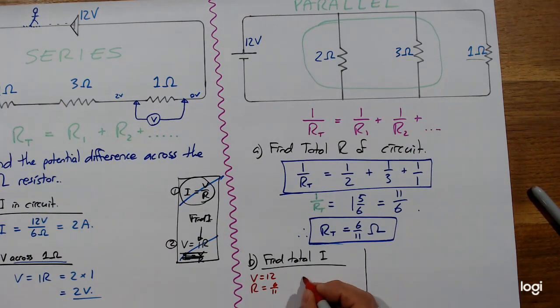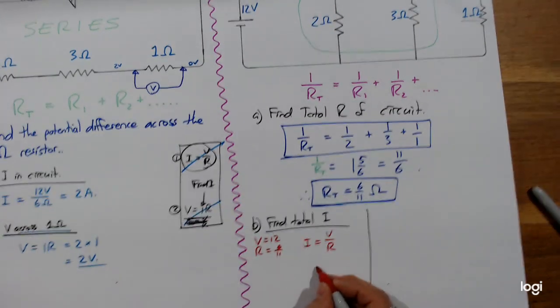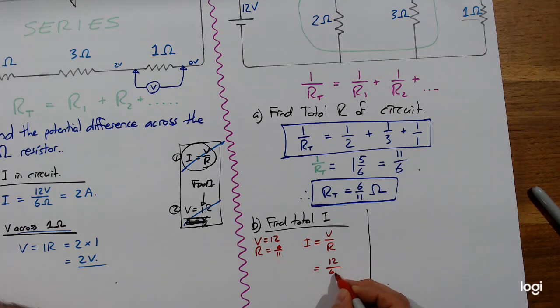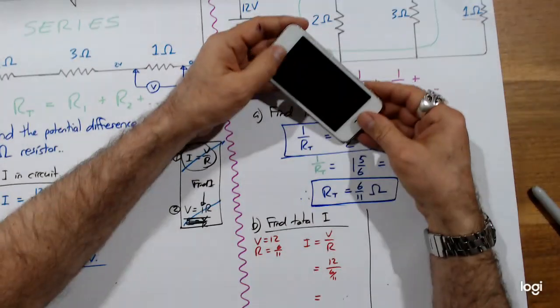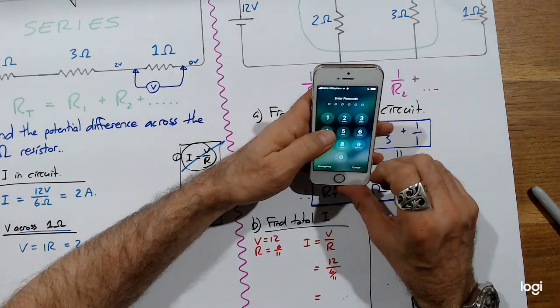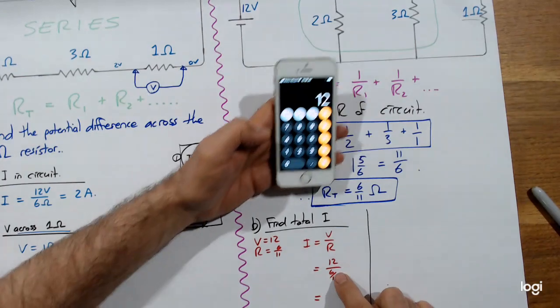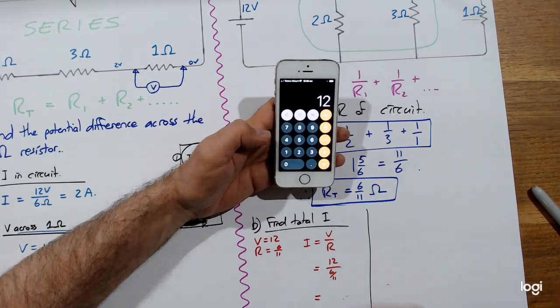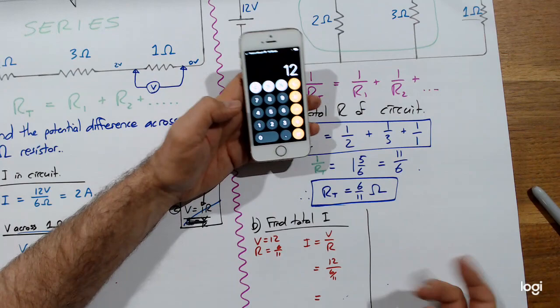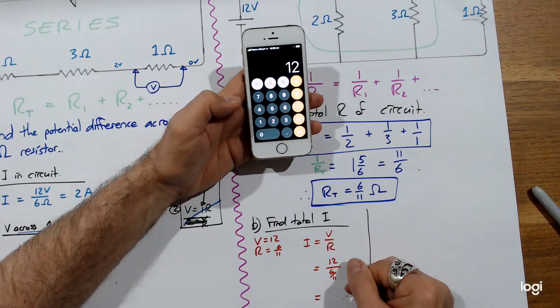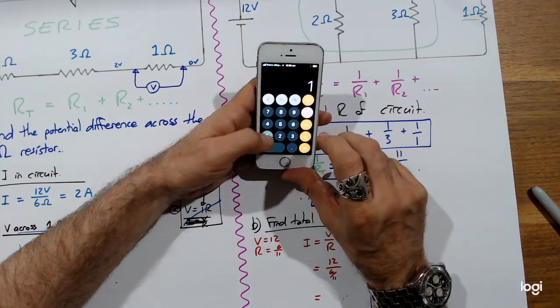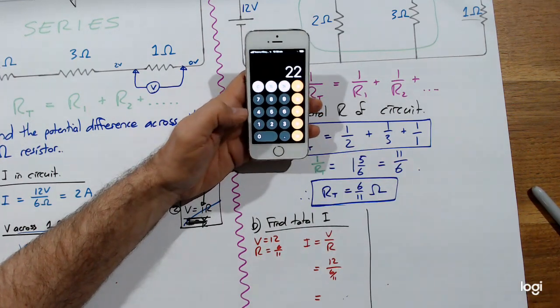V equals IR, therefore I equals V divided by R. Sorry guys. Which is 12 divided by 6/11. Grab a calculator, figure it out. Don't try to do that in your head. Having said that, I think I've just done it in my head, but I'm not going to trust myself. 12, now divided by 6/11 is the same as you've divided by fractions before 1,000 times, right? You flip the fraction, you multiply it by. So I'm going to multiply it by 11 and then divide it by 6. Hey, I was right.